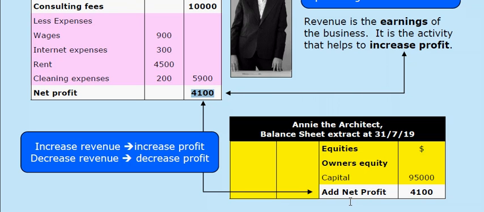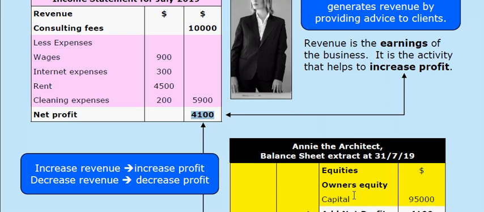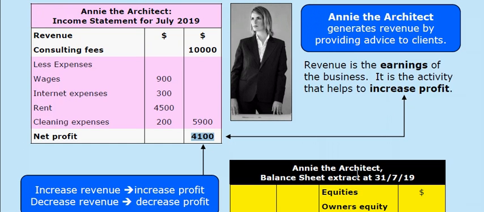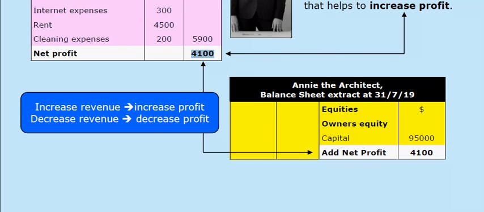Decrease revenue, decrease profit. And just remember, of course, the definition of revenue, which will be an increase in an asset or a decrease in a liability, which leads to an increase in owner's equity, excluding capital contributions. That's the end of the video.